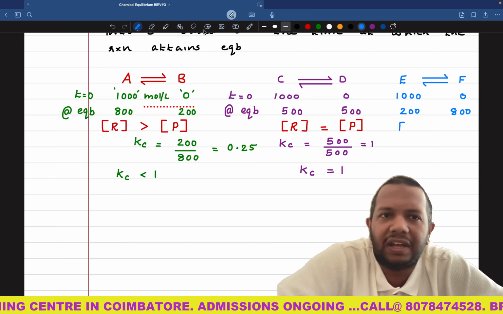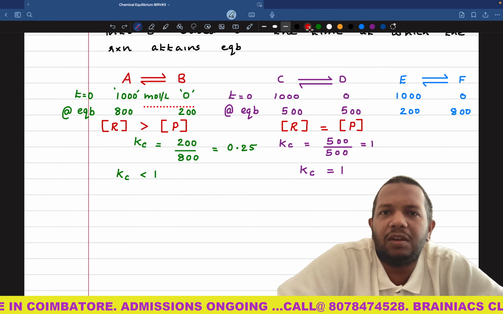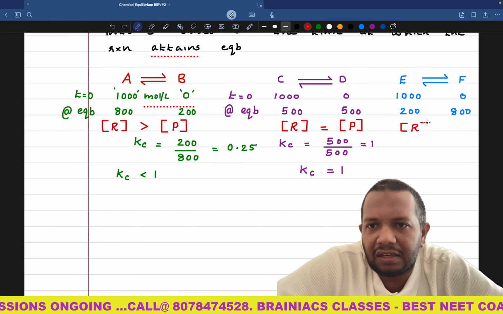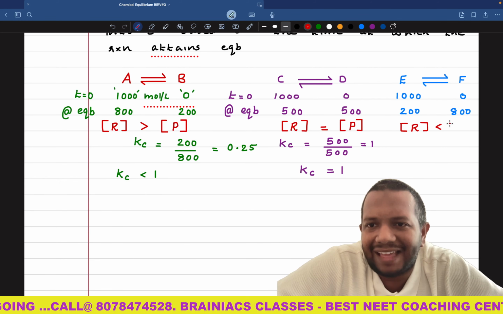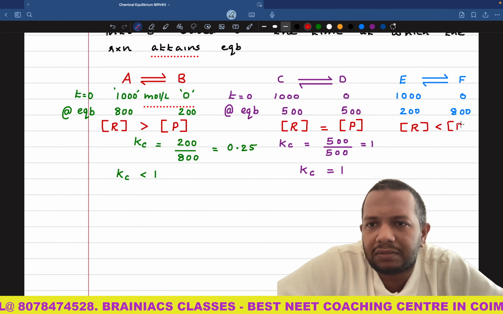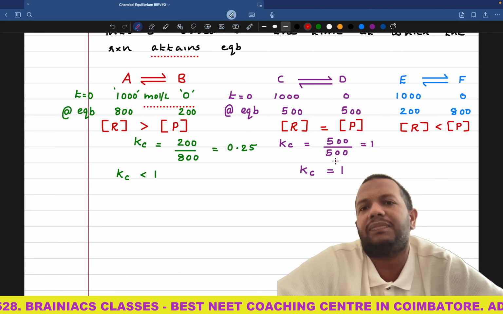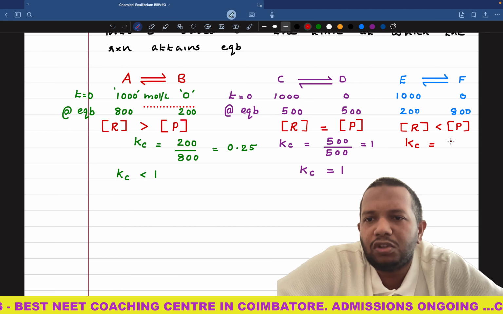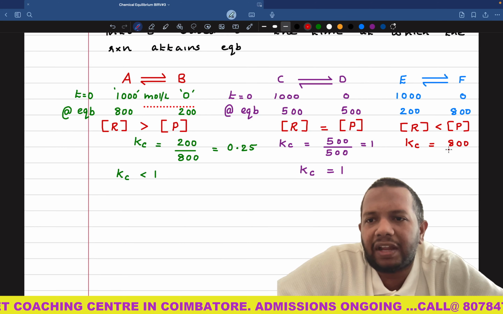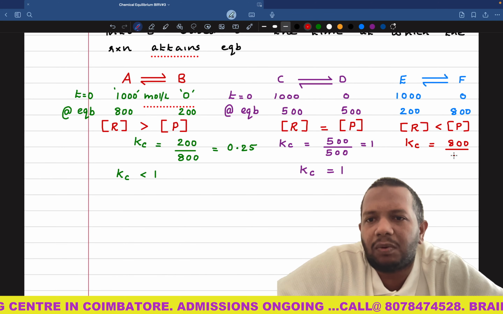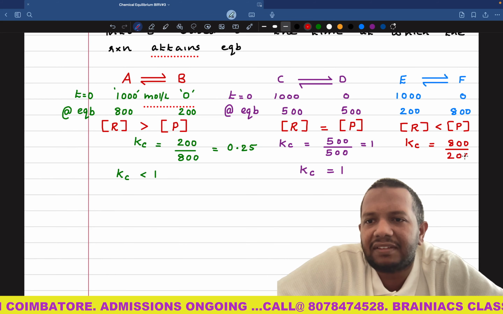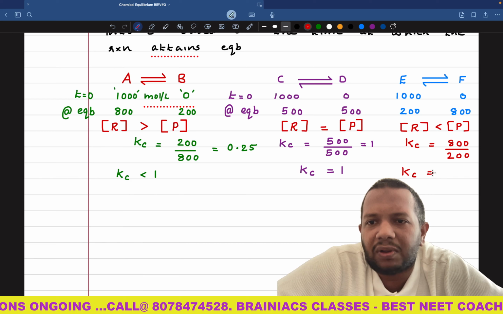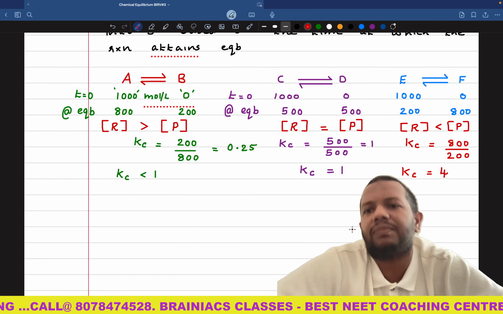So at this point, I can say one thing. When equilibrium is reached, the concentration of the reactant is less than the concentration of the product. Correct? So in this case, if you define the Kc value, surely the concentration of the product is more and the reactant is less, and you are getting a value greater than 1, or you can say Kc is equal to 4.